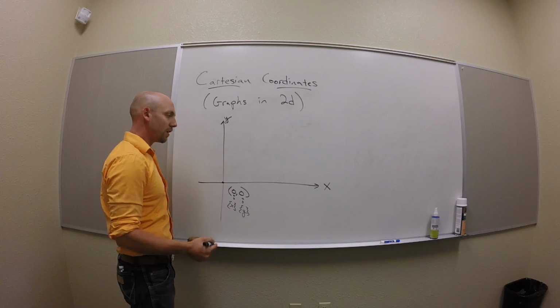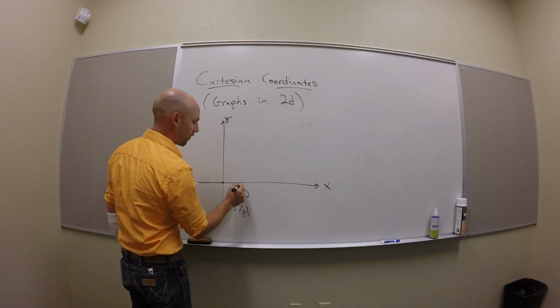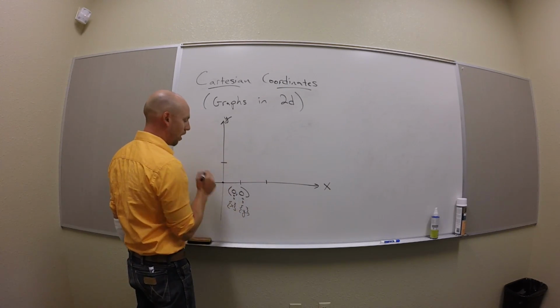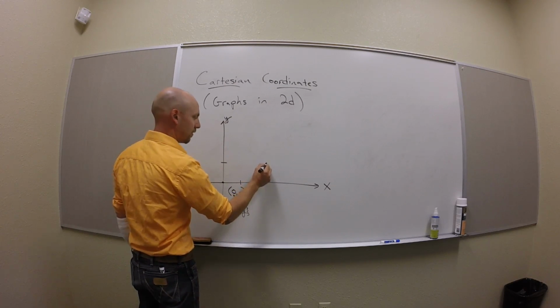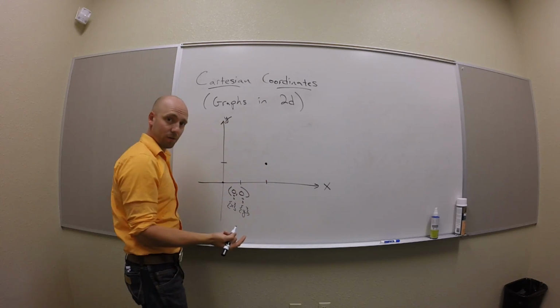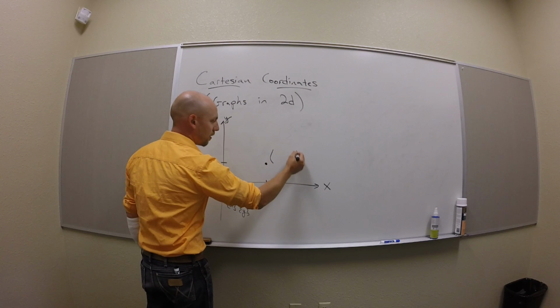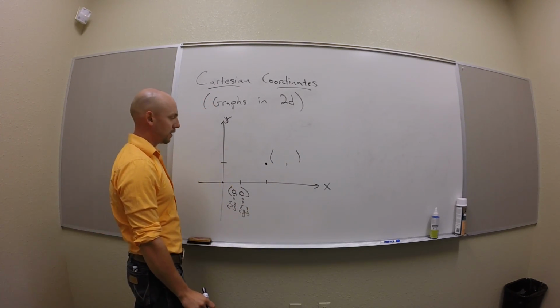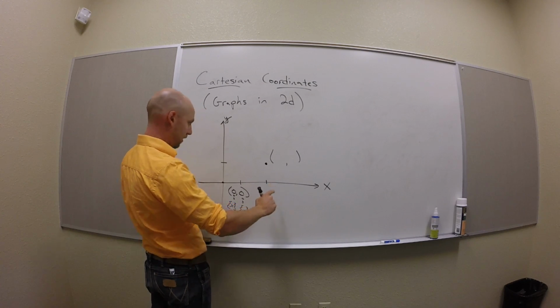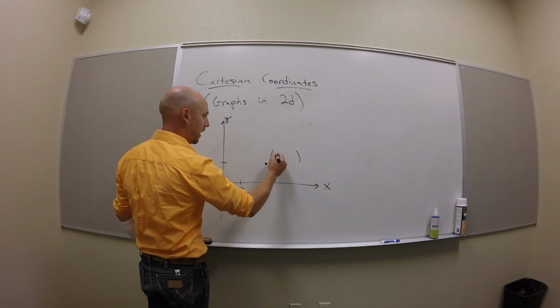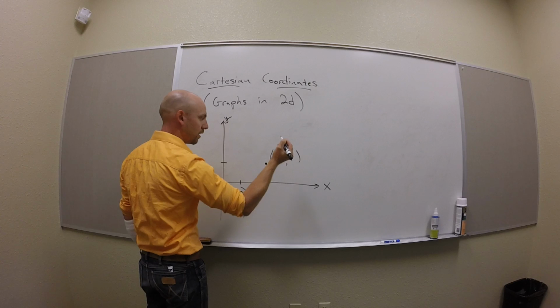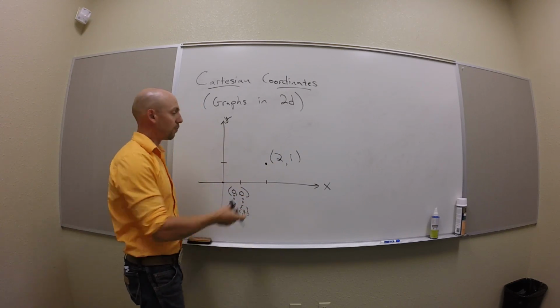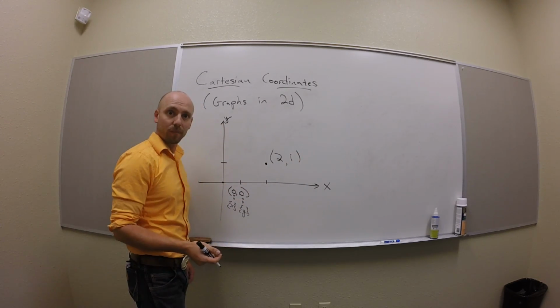If I wanted to find another point, like maybe, for example, we go over 2, up 1. Right? Here's a dot, over 2, up 1. And that dot, I'm going to put some open parentheses. And I need the x thing, so it's 2 in the x and 1 in the y. So I've got the point (2, 1).